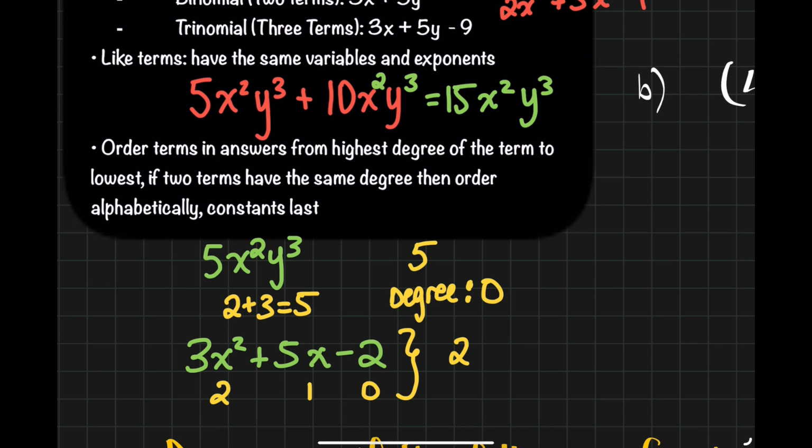Generally, we use this to help us order terms when we're writing them. So we always write the term with the highest degree first, and then it's in descending order beyond that, just as you can see right here.